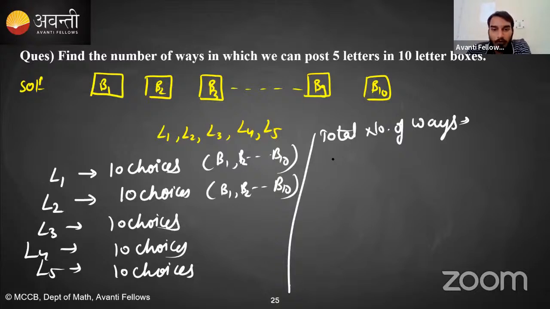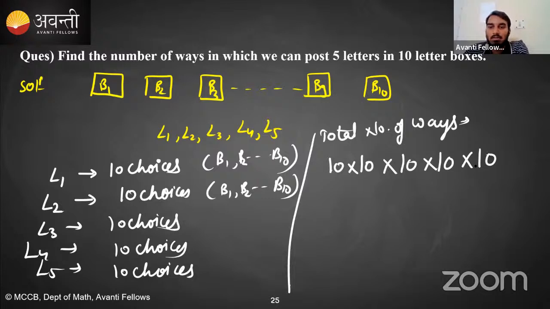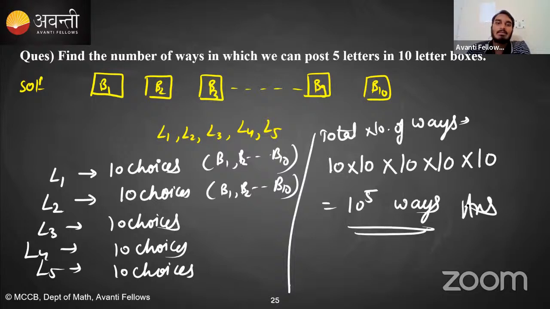The first letter can be posted in 10 ways, and corresponding to each of those ways, the second letter can be posted in 10 ways. The third letter can be posted in 10 ways corresponding to each of those. The fourth letter can also be posted in 10 ways, and the fifth letter can also be posted in 10 ways. So there are 10 raised to the power 5 ways. Clear? So this is your answer.